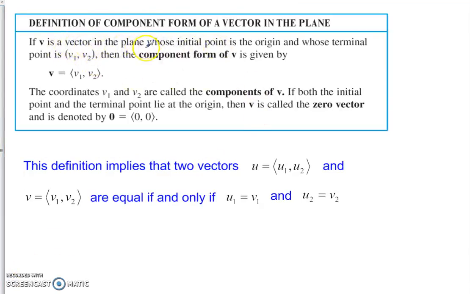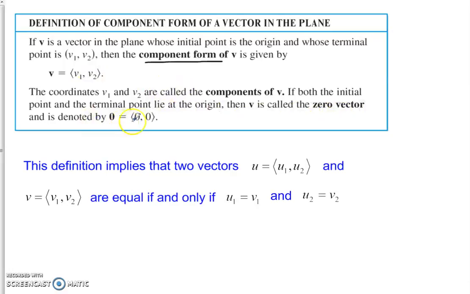If v is a vector in the plane whose initial point is the origin and whose terminal point is (v1, v2), then the component form of this is simply given by that. Remember, this is a little different. Notice the different notation that indicates it's a vector in standard form. One of the points, the initial point, is (0, 0), and this would be its terminal point. That's an important point to notice.